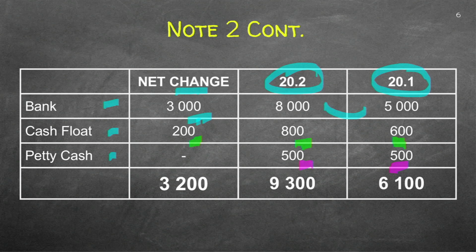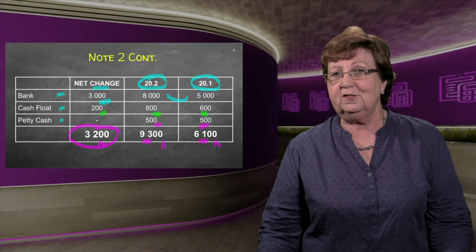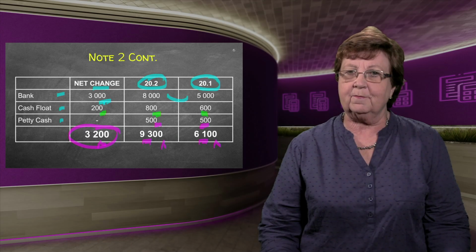All that's left to do now is to total the 3 columns. If we add up our 3,000 and our 200, we get the 3,200. If we add up those 3 amounts, we get 9,300. And likewise here, we will get 6,100. If I now subtract the smaller amount of 6,100 from the larger amount of 9,300, the answer is 3,200. And so I know that my note here is correct.